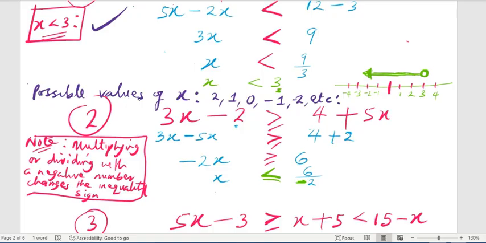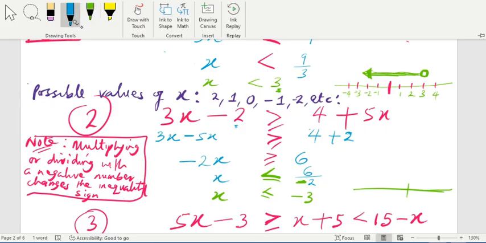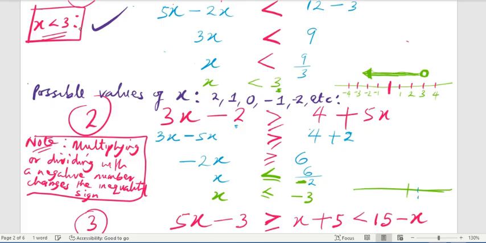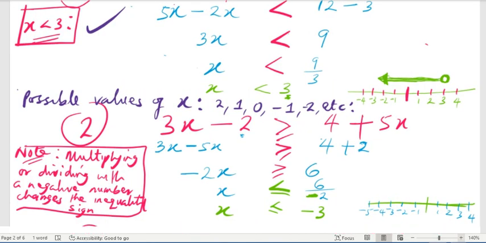So the final answer will now be what? x is less than or equal to minus 3. Can we represent this on a number line? This is key. I hope we are getting it. We have 1, 2, 3, 4, then we have minus 1, minus 2, minus 3, minus 4, and so on, minus 5 if you like. Are we still there?